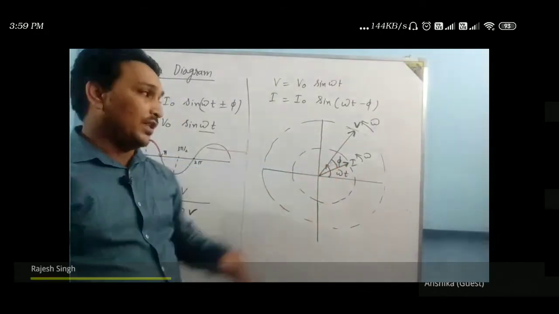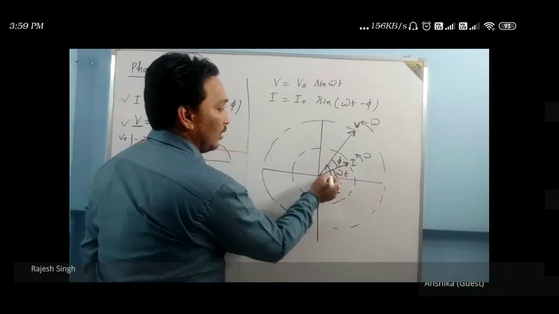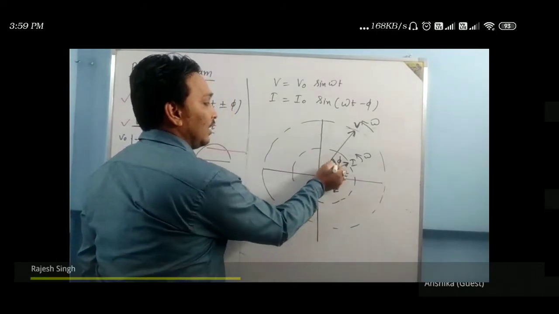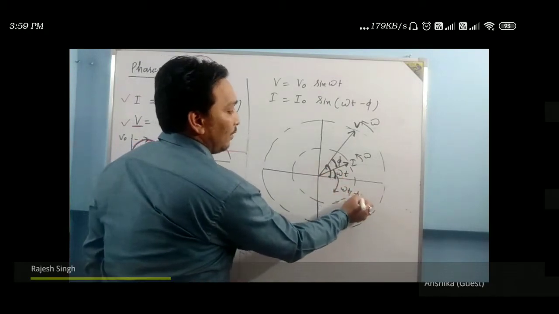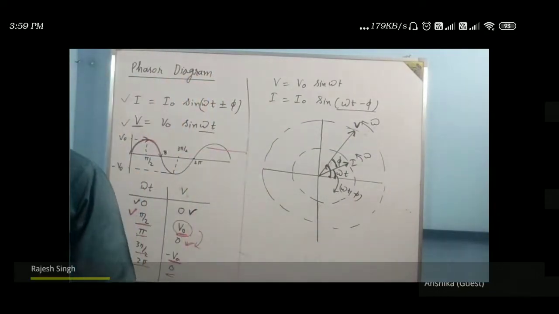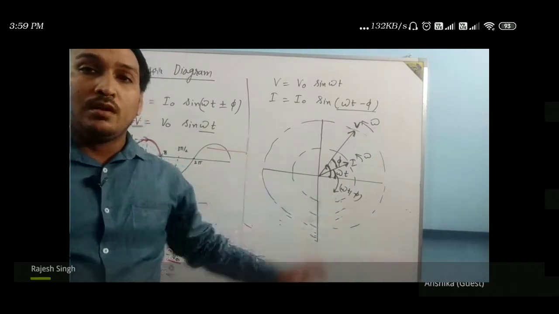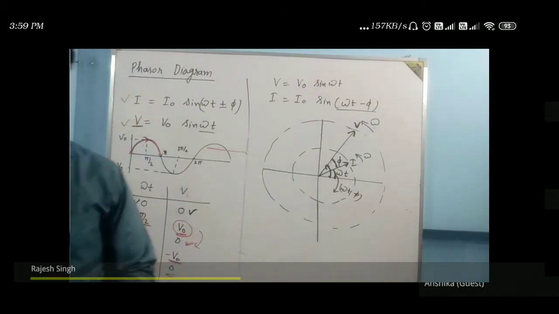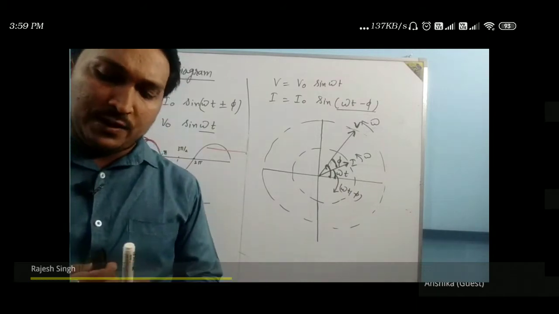So what will be this angle? Total angle is omega t and this angle is phi. Then this angle will be omega t minus phi, which is the angle of current. So when we represent current and voltage with proper phase difference between them, then this diagram is called phasor diagram.